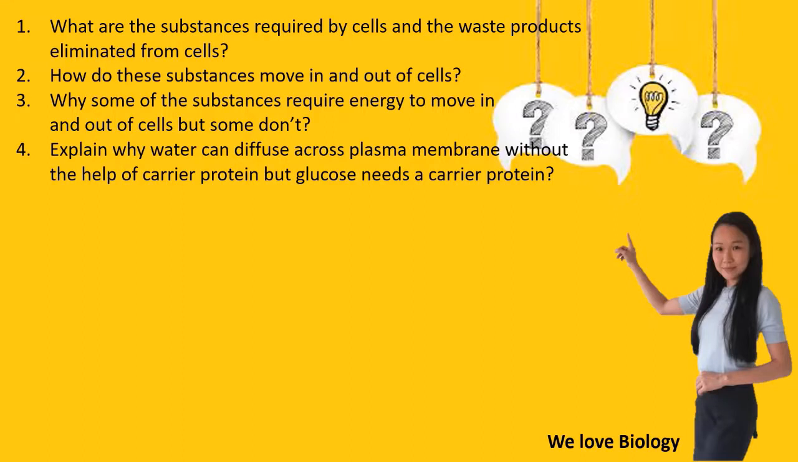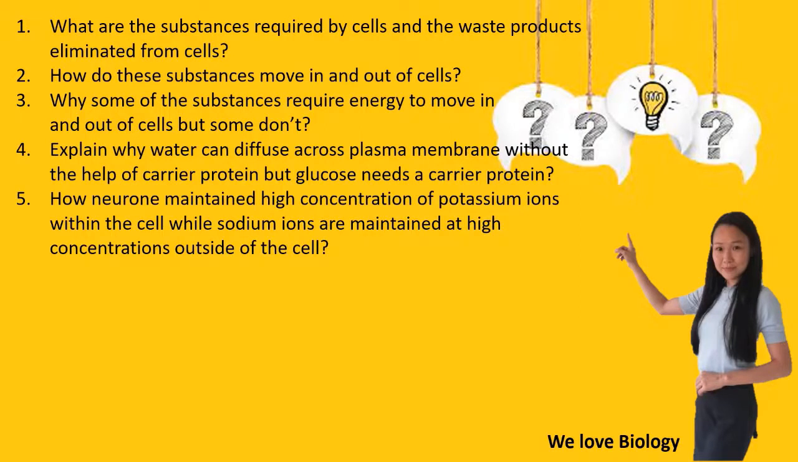Number 4. Explain why water can diffuse across plasma membrane without the help of carrier protein, but glucose needs a carrier protein. Number 5. How neurons maintain high concentration of potassium ions within the cell, while sodium ions are maintained at high concentrations outside of the cells.